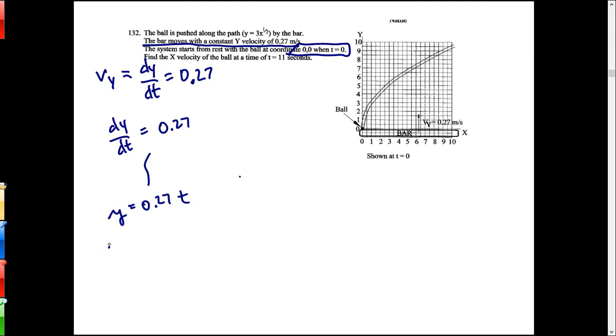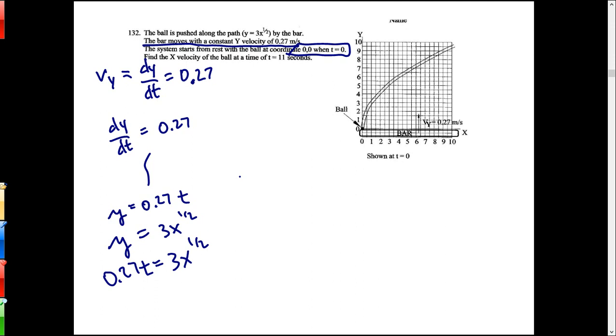Now we've also got that y is equal to 3x to the 1/2. So you ought to be able to plug in what y is. Y is 0.27t, and that equals 3x to the 1/2. You okay with that? Just a little step by step here.